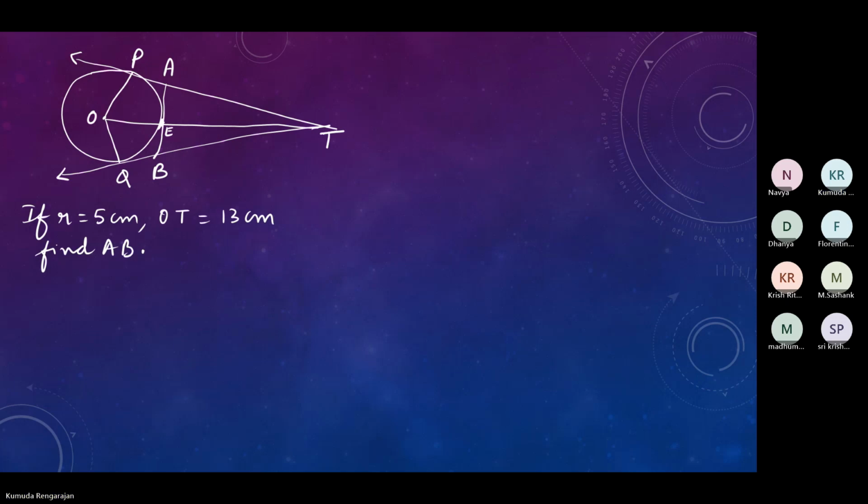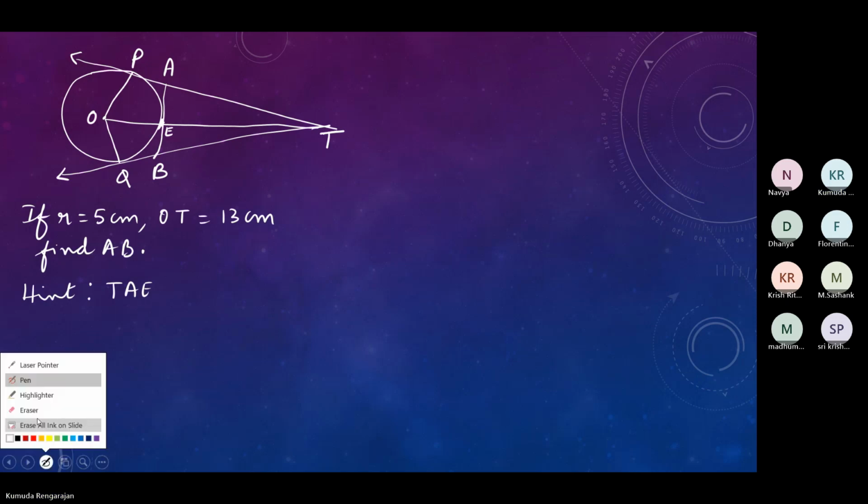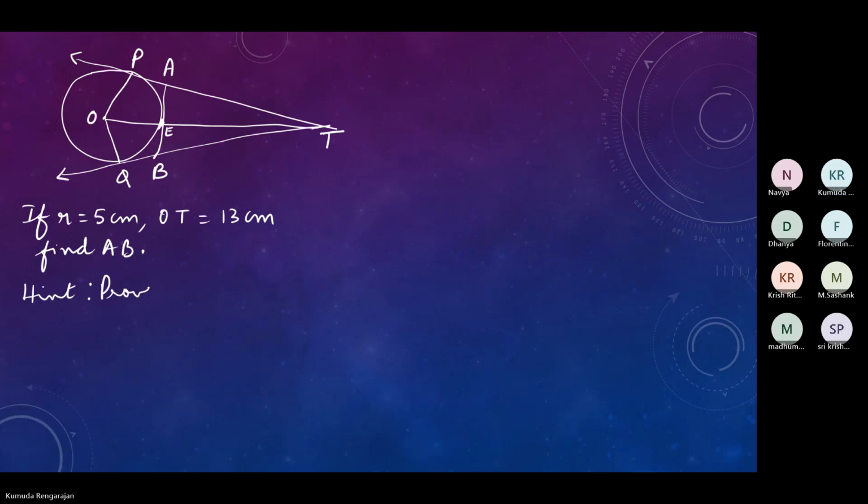Please try, children. I'll just give you a hint. You can take up the triangles TAE and, once again, hint: prove that TAE and TPO are similar triangles. Prove that TEA and TPO are similar.